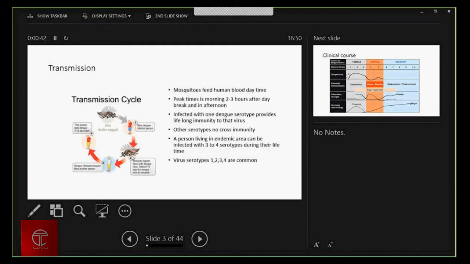So the virus that was sucked in from an infected patient goes on to bite a healthy person, and the healthy person will get dengue symptoms 4 to 13 days later. So the incubation period is around 4 to 13 days. A person living in an endemic area where dengue is prevalent can, on average, be exposed to 3 to 4 serotypes during their lifetime. The common viral serotypes that cause dengue are 1, 2, 3, and 4.